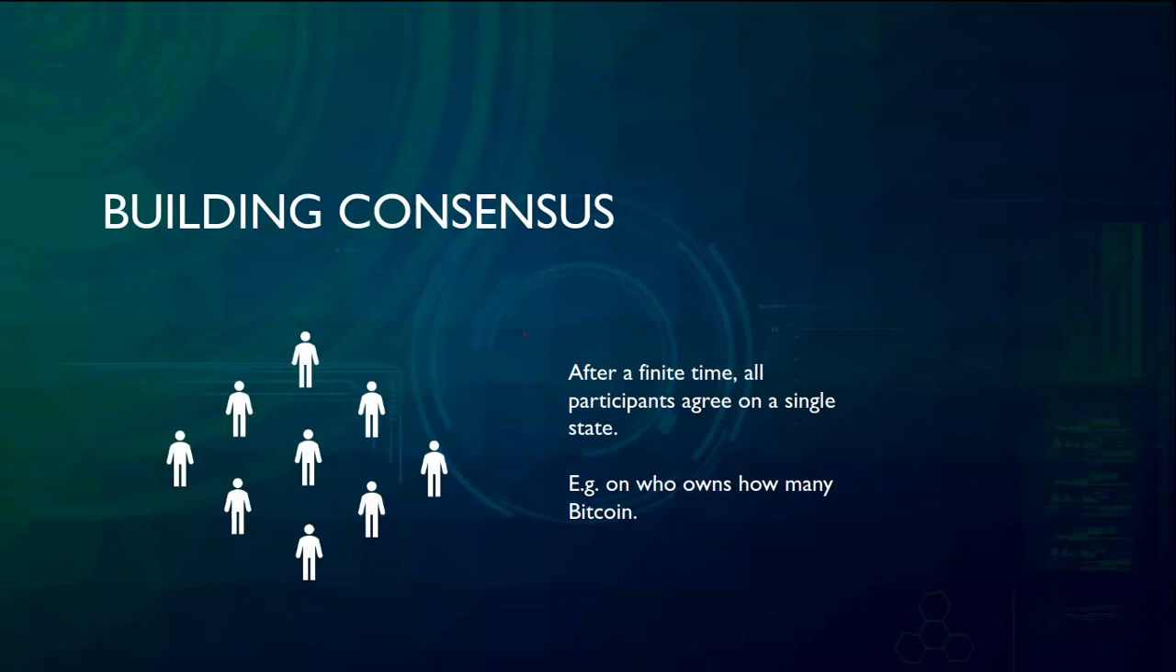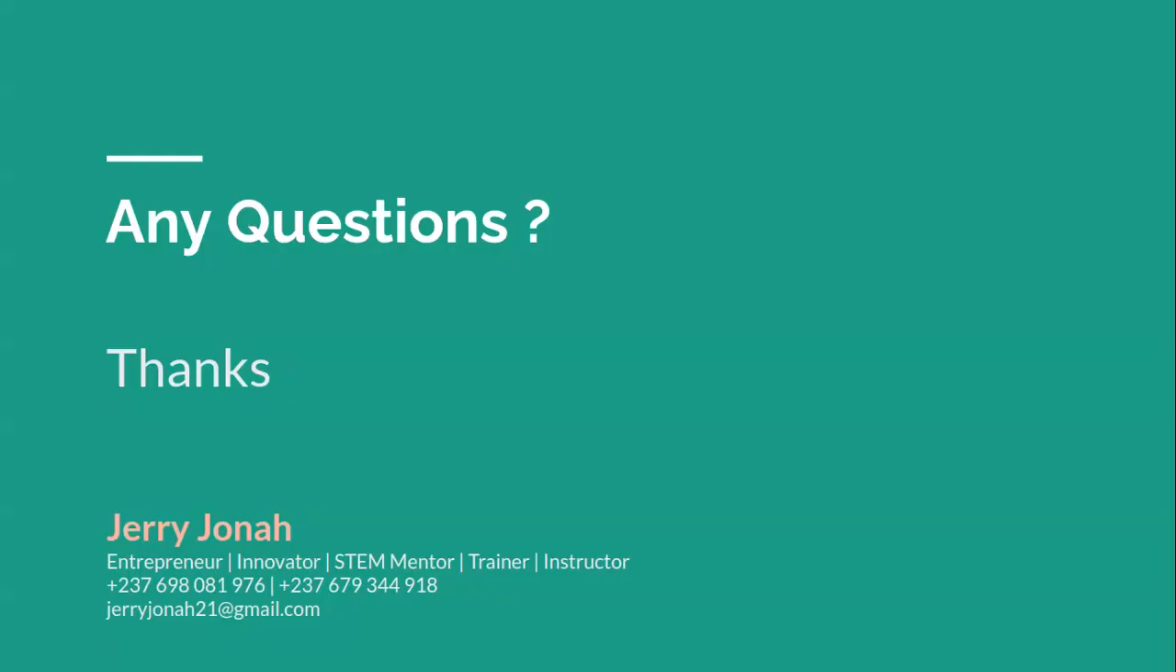Building consensus: after a finite time, all participants agree on a single state of who owns how many Bitcoin. So that's how it actually works. People do their buying and selling with how many Bitcoins you own. So it's just kind of a digital currency on its own, right?